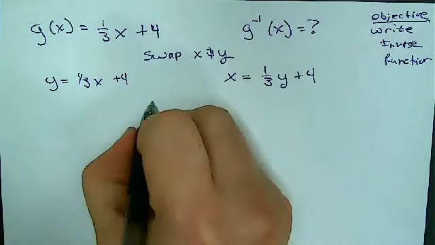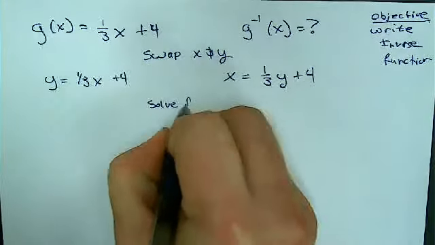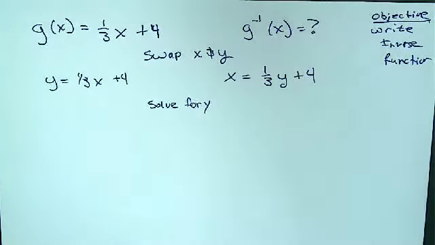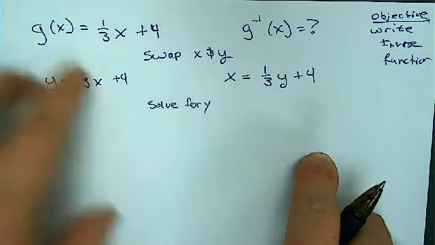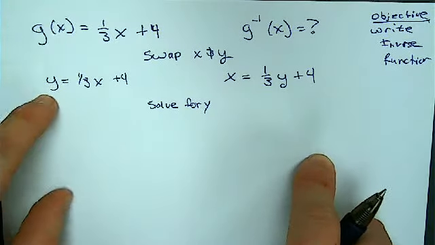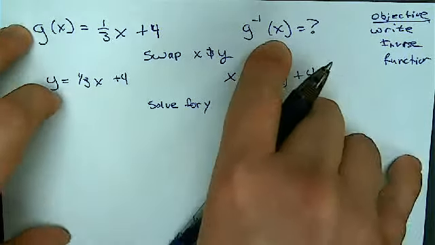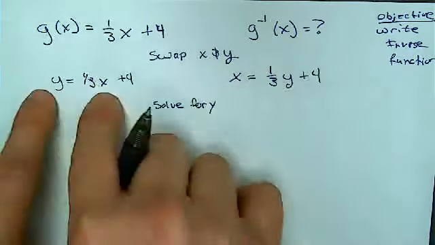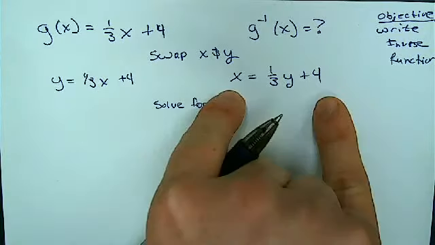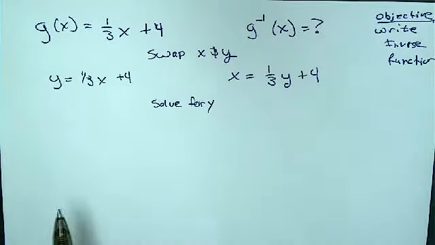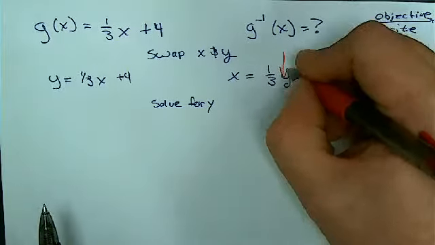And then once I've done that, I have to get the y by itself now, because I've got this new equation to solve. Here's my original function. Replace the g of x with y. Here's my new one. I'm trying to find the inverse, so I swap those x's and y's over. Write it down. Now I'm going to try to get y all by its lonesome. I'm going to solve for y.